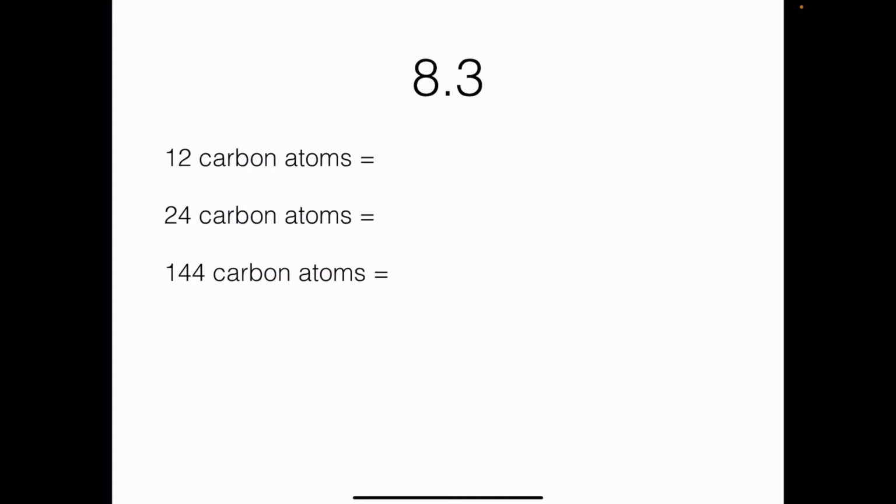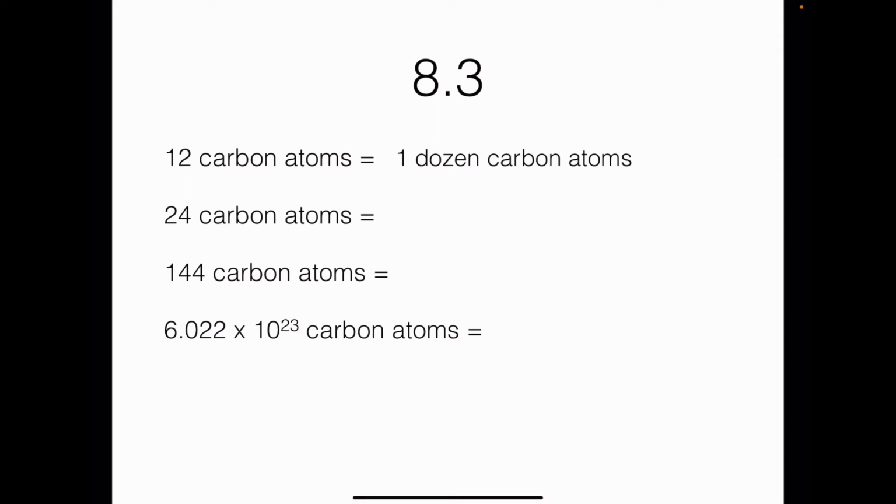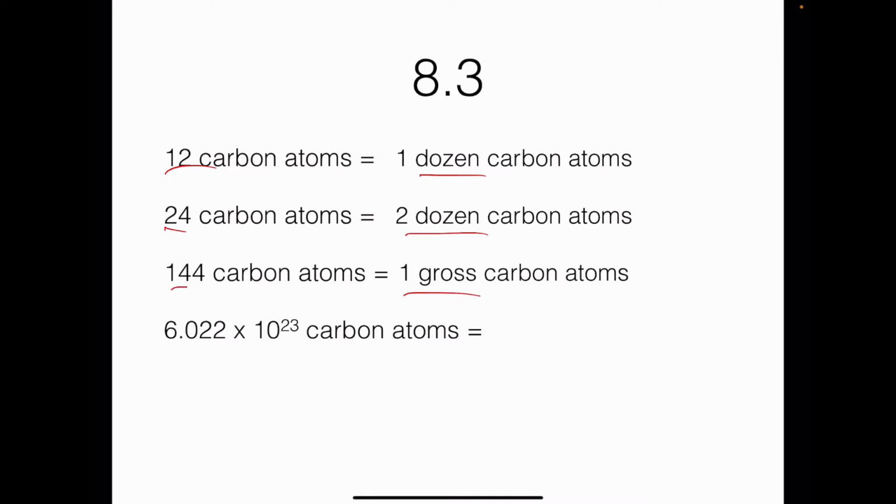If I have 12 carbon atoms, how many carbon atoms do I have? We can call that a dozen, because 12 just means a dozen. If I have 24 carbon atoms, I have 2 dozen carbon atoms. If I have 144 carbon atoms, I have a gross of carbon atoms. Notice this part is not changing. The dozen, the gross, that reflects the number, not what it is that I'm talking about. So I can change that unit to whatever I want.